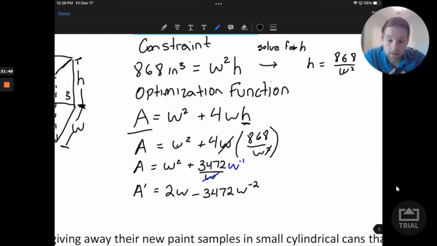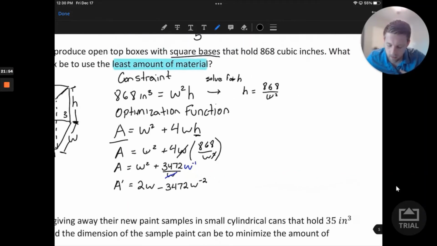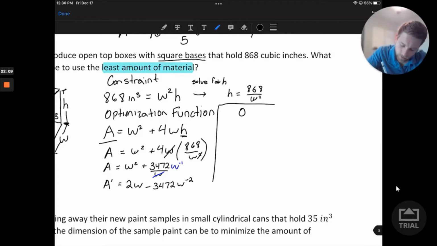Now, if we wanted to set this equal to 0 and solve for W, I think that would be our next step in optimizing this. We want to find the value of W that forces this derivative function to be equal to 0. So we could rewrite this, set it equal to 0. We have 0 is equal to 2W minus 3,472, and then we could put this W to the negative 2 back in our denominator.